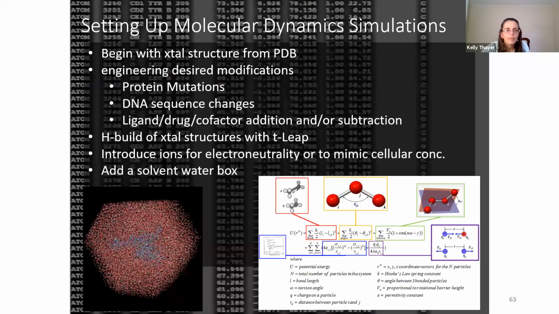and is showing where all the possible mutations could occur. Then we'll run a molecular dynamics simulation. MD simulation is essentially just based on using F equals ma many times, and the positions of the molecule are going to move in time, subject to a force field. Here we're showing what the force field is. The protein mutations will occur. You may need to model in DNA sequence changes. You may need to model in ligand, drug, cofactor, or whatever else may be in your system. And we would put the hydrogens on the system and introduce ions for electroneutrality, and then add a box of water so that the molecule will be solvated, and that's what's being shown here.